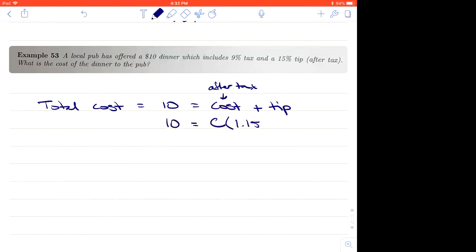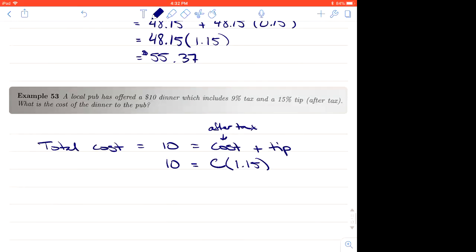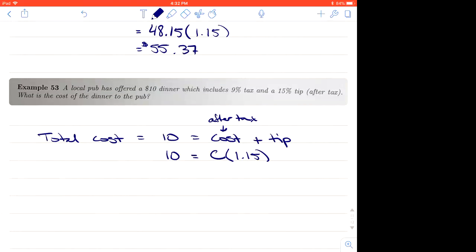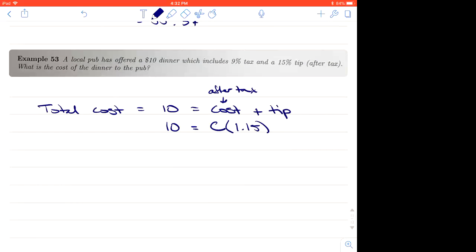times 1.15, right? 15% tip. Just going back to here, we said we had the costs after taxes times, and then to get the total amount with the tip, we just multiply it by 1.15. So even though we don't know the cost yet, we're trying to solve for it. We can solve for C by dividing both sides by 1.15. So we get C on this side, 10 over 1.15.